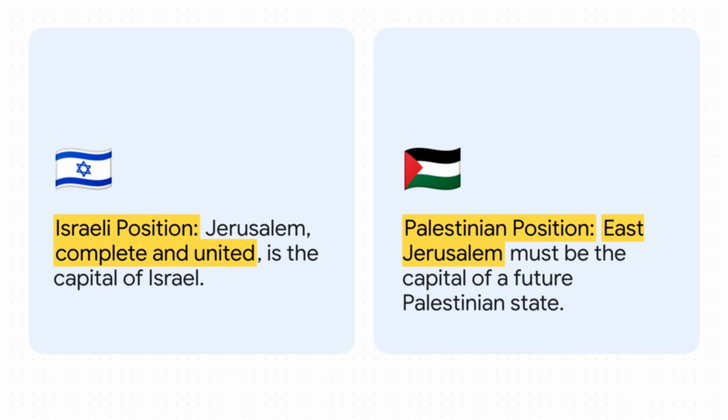Then there's Jerusalem. This city, it's holy to three major world religions. Both sides claim it as their capital. Israel sees a complete and united Jerusalem as its capital. Palestinians want East Jerusalem to be the capital of their future state. You can imagine why this is maybe the single most sensitive issue of them all.